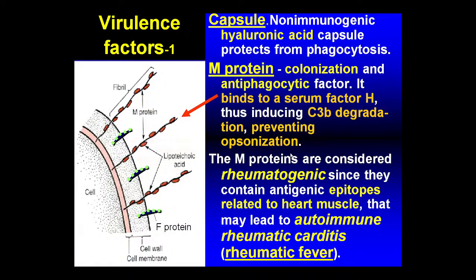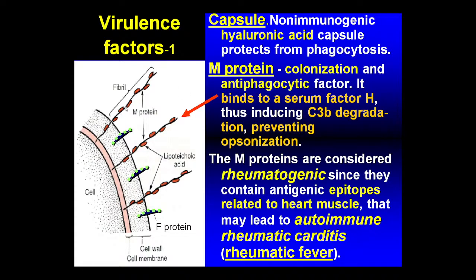So what are the virulence factors of streptococci? First we take a look at the capsule. Some streptococci may have a very thick capsule, but quite often it is made of hyaluronic acid that protects from phagocytosis, because hyaluronic acid is not recognized as a foreign substance, so antibodies are not produced and don't mark this capsule for phagocytes. So phagocytosis can be ineffective.